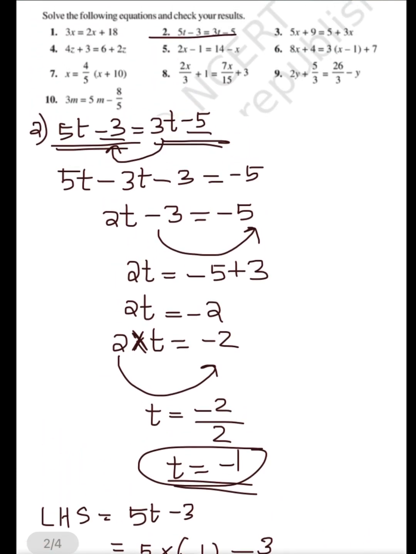Now let's see the third question. So this is our third question. 5x plus 9 equals 5 plus 3x. Let's write it. So here also you can see variables are on both sides. So we have to take it to one side.